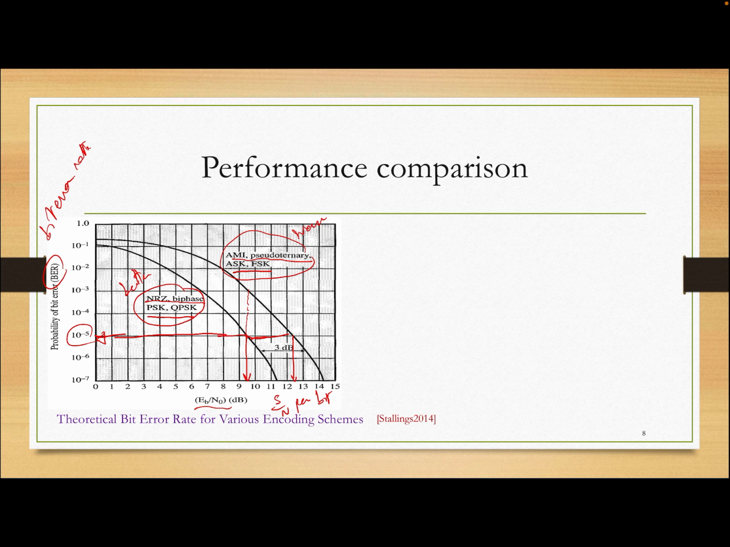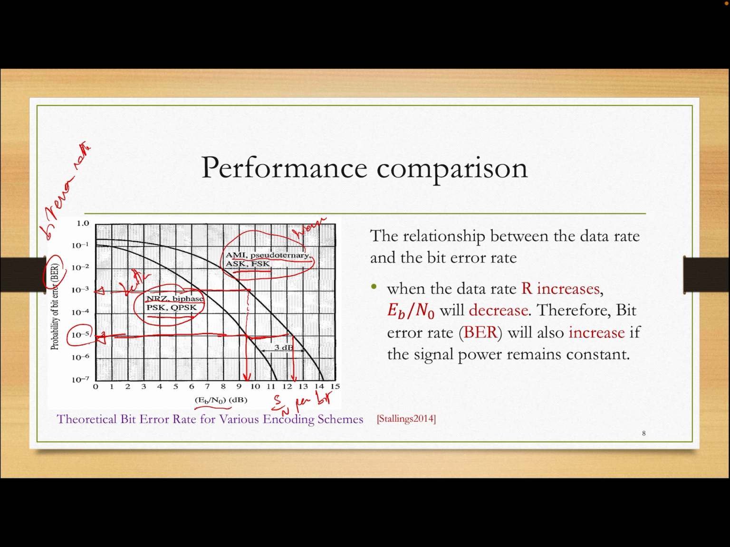But if you have the same Eb over N0, you can see that the bit error rate of the better group here will be 10 to the minus 5, but this one will be 10 to the minus 3. So it will be better in terms of the bit error rate. I also have the proof, which I didn't put here. I have to save time. So the proof is in my lecture notes, the detailed lecture notes.